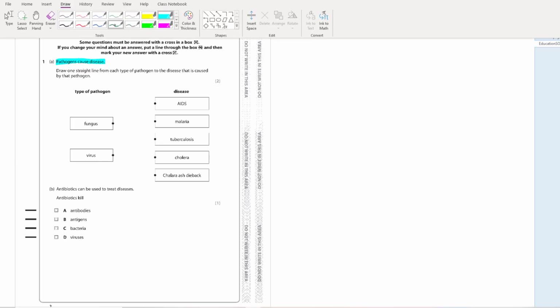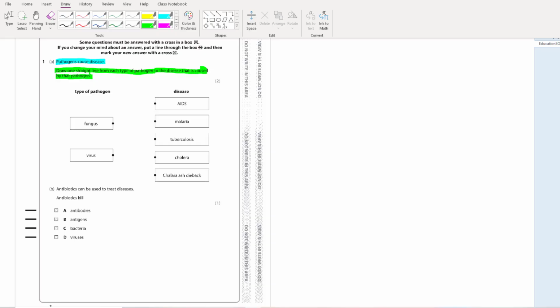Question 1 is talking about pathogens. It's saying pathogens cause disease. Now pathogens are microorganisms, a specific type of microorganism that cause disease, so it gives you that information in the question. Generally what happens is students fail to read this instruction which says draw one straight line from each type of pathogen to the disease that is caused by the pathogen. So you need a maximum of 2 lines, so 2 answers.